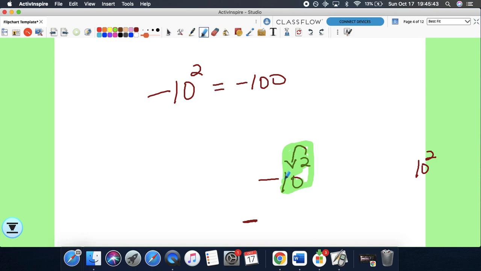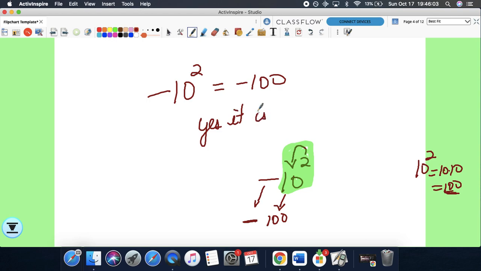So what is 10 to the second power? 10 to the second power is 10 times 10, which is 100. So we put that 100 over here. That becomes 100. And then the minus sign we bring down. So that's why the answer is negative 100. So is this correct? Yes, it is.